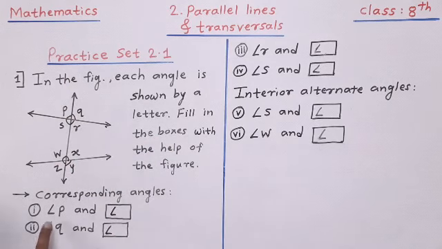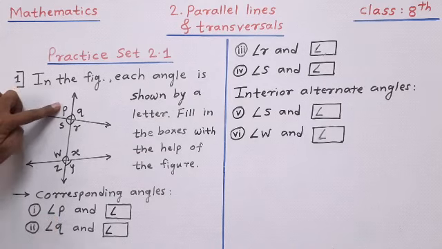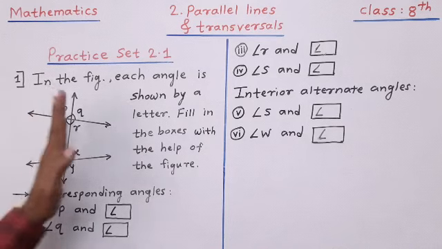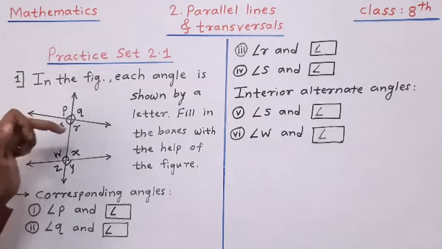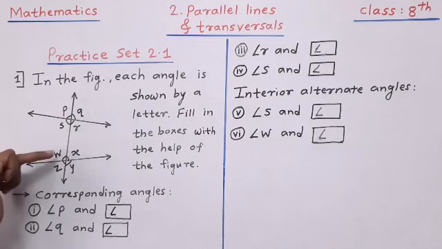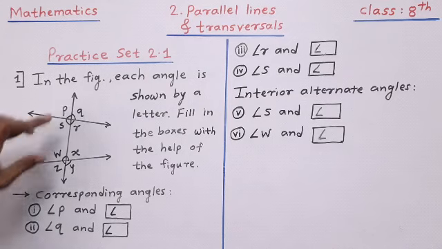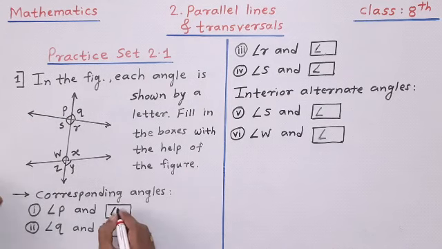So how can we write the corresponding angle of angle P? See here, angle P. If you observe the figure, angle P is clearly seen here and its corresponding angle can be identified on the same side. If P is the angle above, its corresponding angle is also above. Means angle P and angle W are the corresponding angles. So this is the first pair completed here.